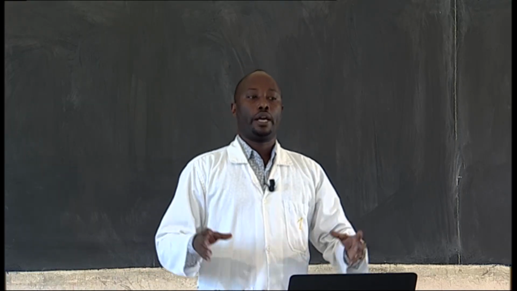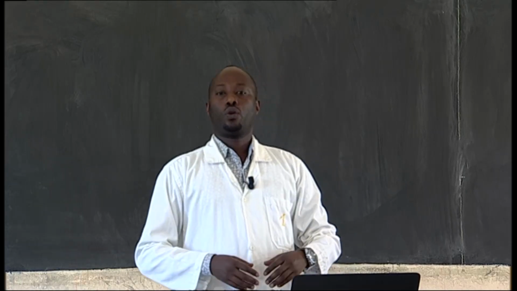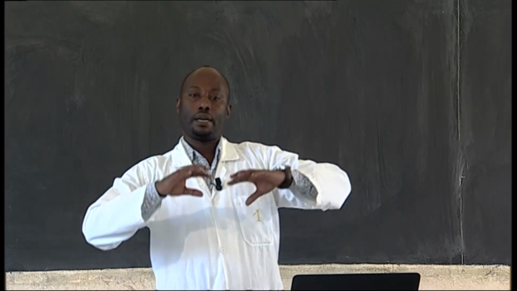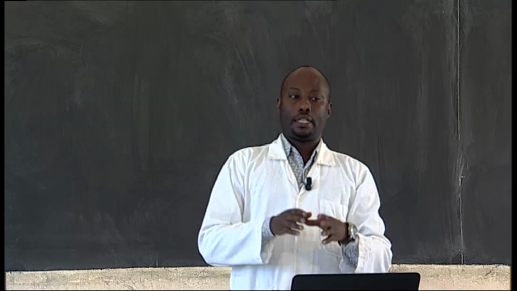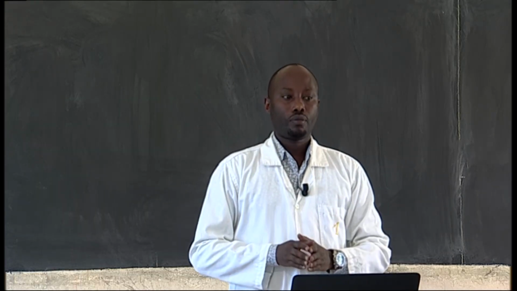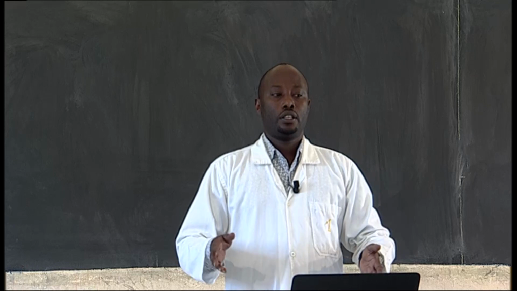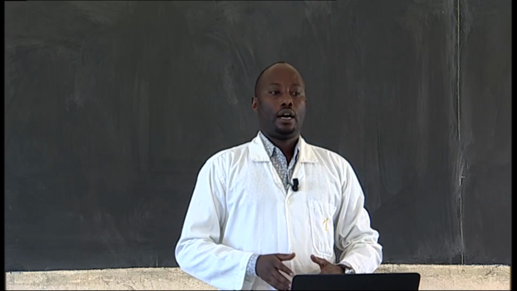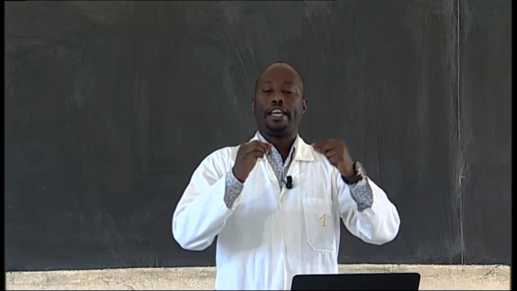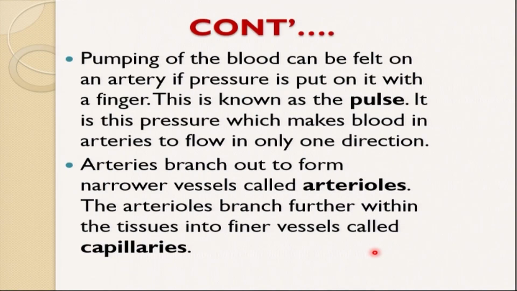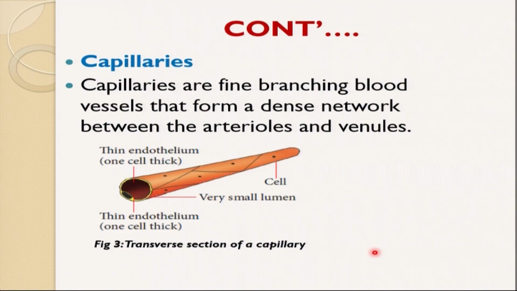Arteries branch out into narrow vessels called arterioles. Arterioles are the branching of arteries. The branches of arteries form arterioles, and the arterioles branch further within the tissues into fine vessels called capillaries. Let's try to understand: the branching of arteries forms arterioles, and arterioles branch within the tissues to form capillaries. Let's have the diagram of capillaries.